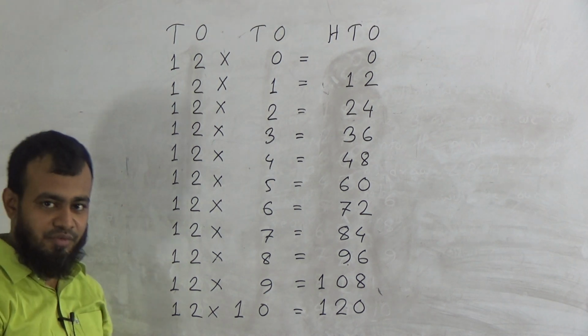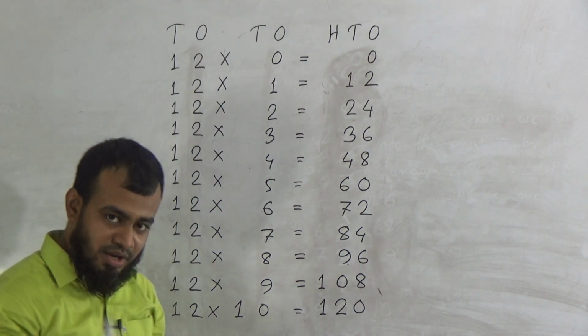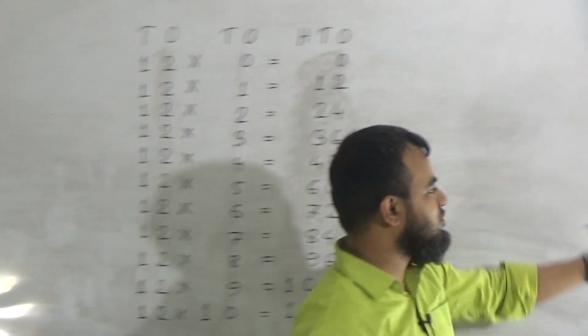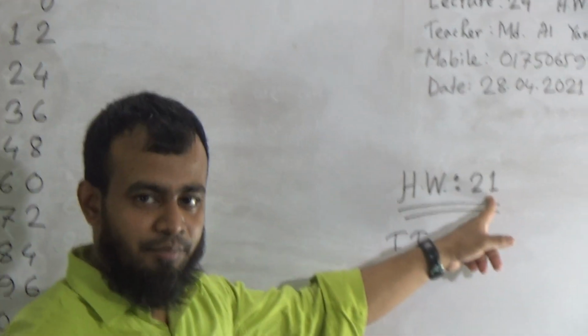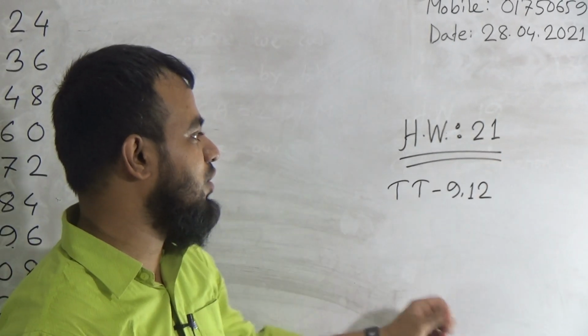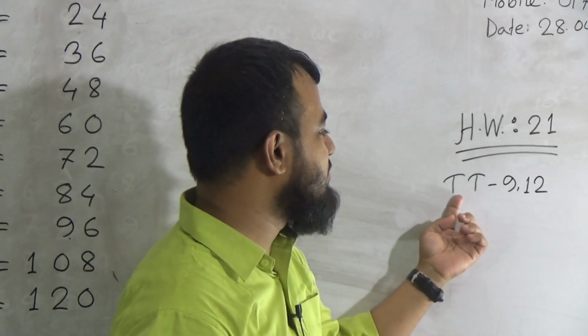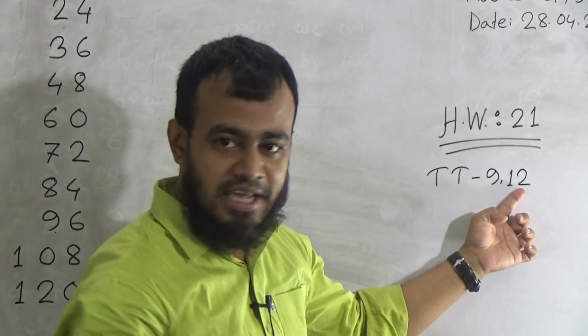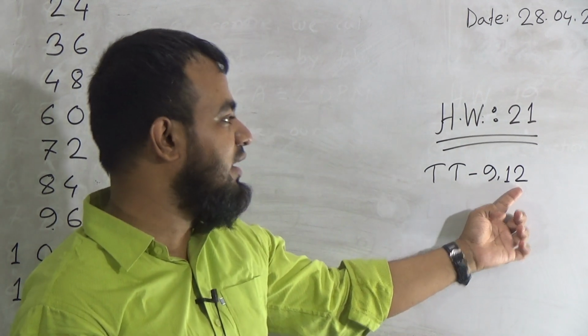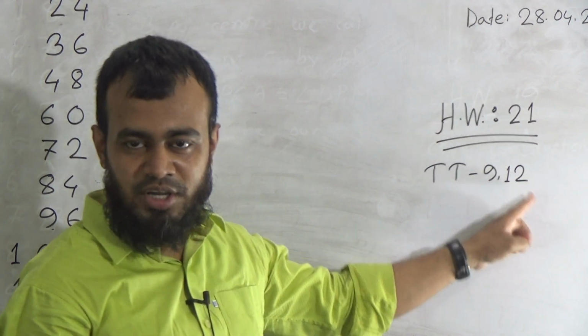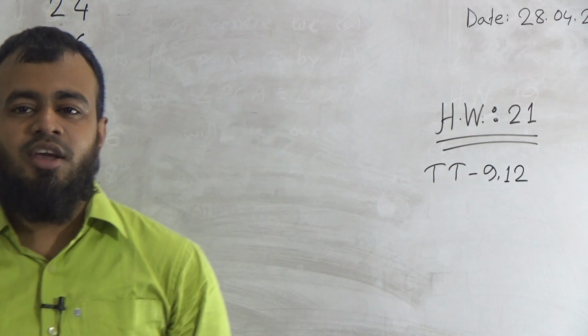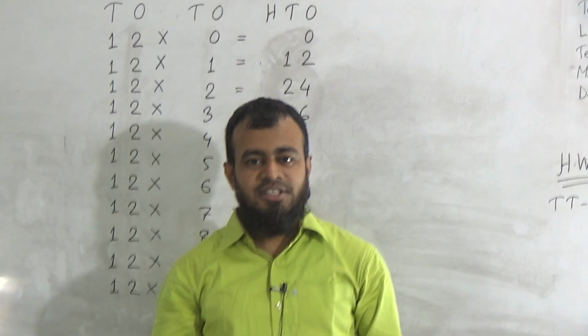Okay, I think you have understood today's lecture, my dear students. Now you have the homework. Your homework number is 21. Please mention your HW number in your HW copy in the left top corner. Your homework is times table of 9 and 12. That means in the HW copy you should write down only the times table of 9 and 12. You can submit your HW copy every Saturday from 9 AM to 3 PM.